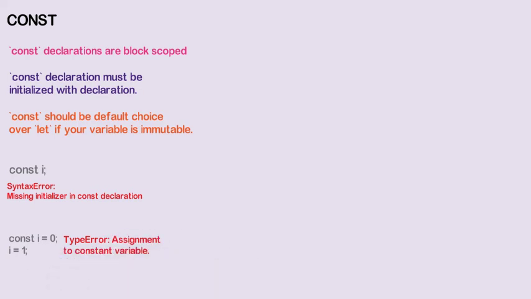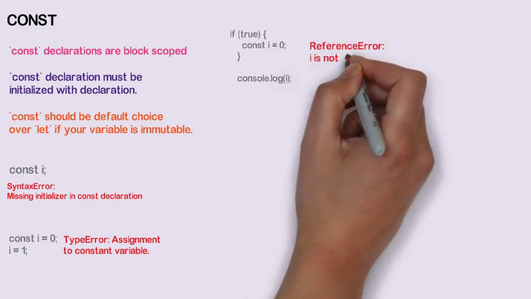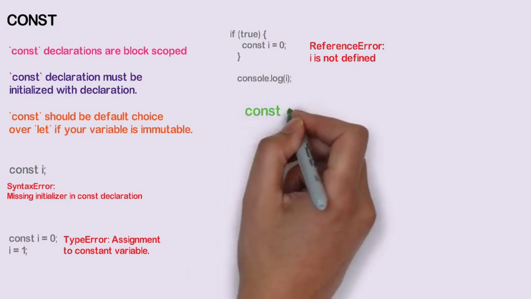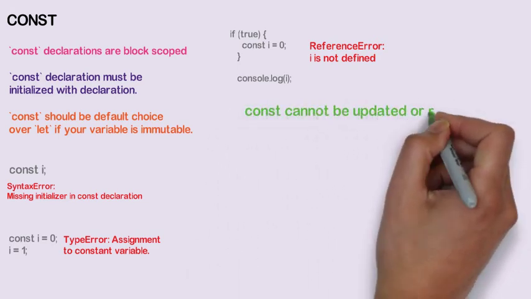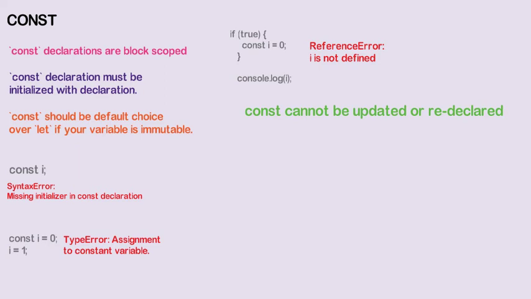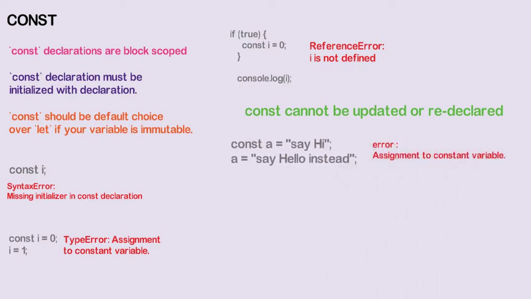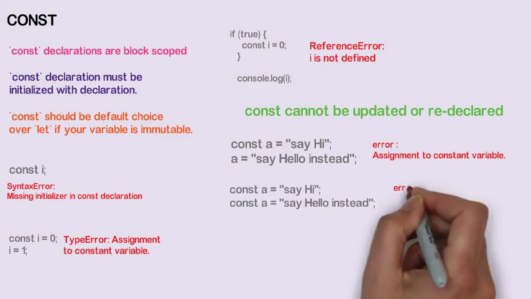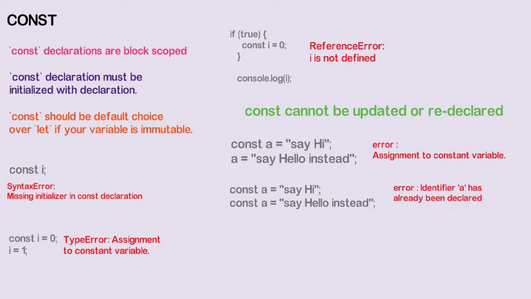Like let declarations, const declarations can only be accessed within the block in which they were declared. Const cannot be updated or redeclared. That means a variable declared with const remains the same within its scope. So if we declare a variable with const, we can neither do it like this, nor like this. So these are the behaviors of var, let and const in JavaScript.